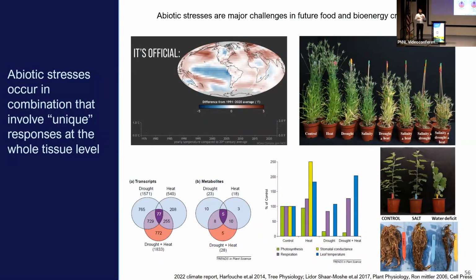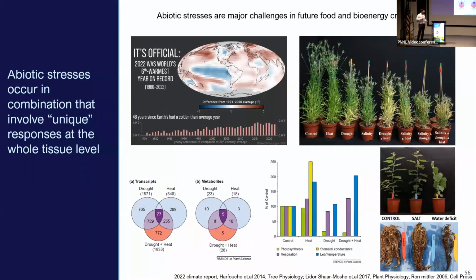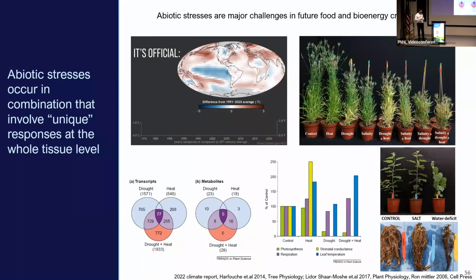But when the plant is exposed to a completely different stress, such as drought stress, which is water limitation, the plant cannot afford to lose its water. So the stomatal conductance goes down to conserve water, but it also reduces the carbon fixation. As you know, stomatal opening is correlated with carbon fixation. So the plant has to come up with different ways to deal with drought compared to heat.